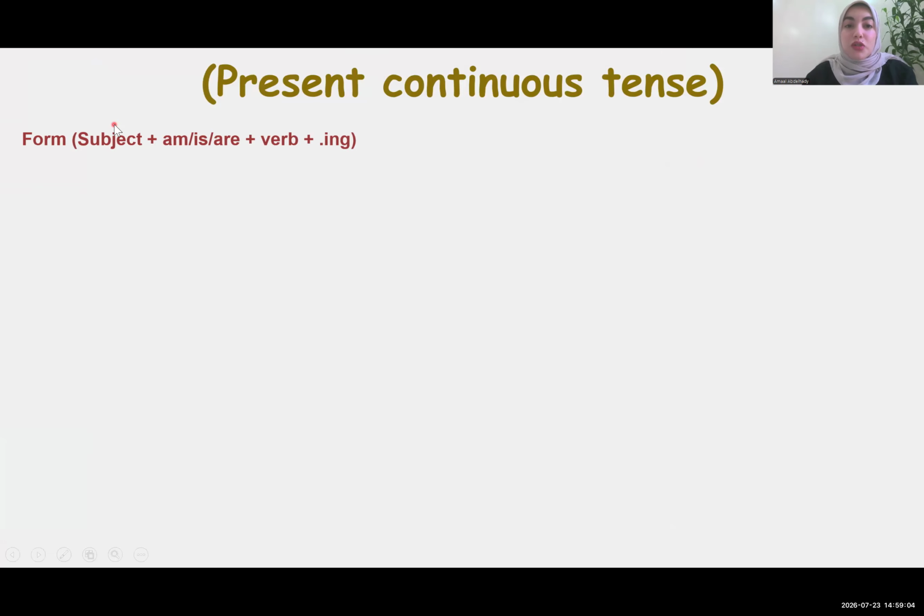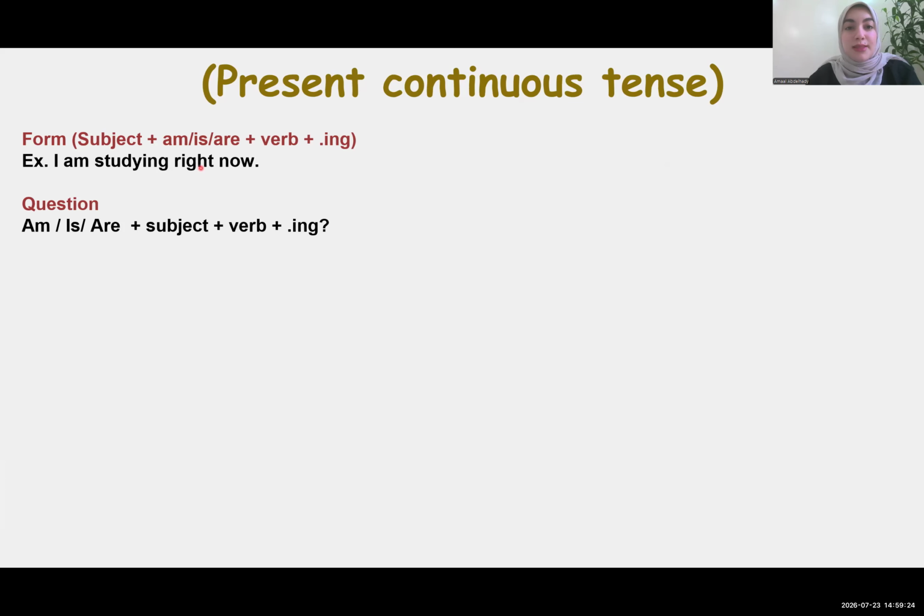First, we should start our sentence using the subject plus verb to be, am or is or are, plus verb plus ing. For example, I am studying right now. I am listening to my teacher right now. And how can we form a question in the present continuous tense? First, we should start our question using a verb to be, such as am, is, are, plus subject, plus verb, plus ing. For example, are you eating breakfast at the moment? Yes, I am, or no, I am not.